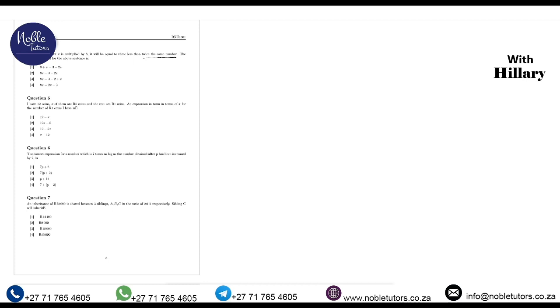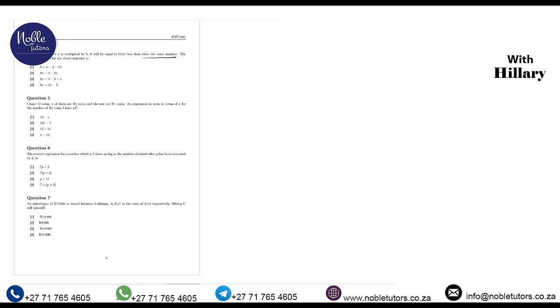So they've already indicated that I have 12 coins. So out of 12 coins, if I take out x coins, I'll be left with 1 rand coins, because x coins are representing 5 rand coins. Out of the total of 12 coins, which includes 1 rand coins and 5 rand coins, x of them represent 5 rand coins. So if I take out x coins, I'll be left with only 1 rand coins. So we need to formulate an expression that explains how many coins are left from the 12 after we took out the 5 rand coins.